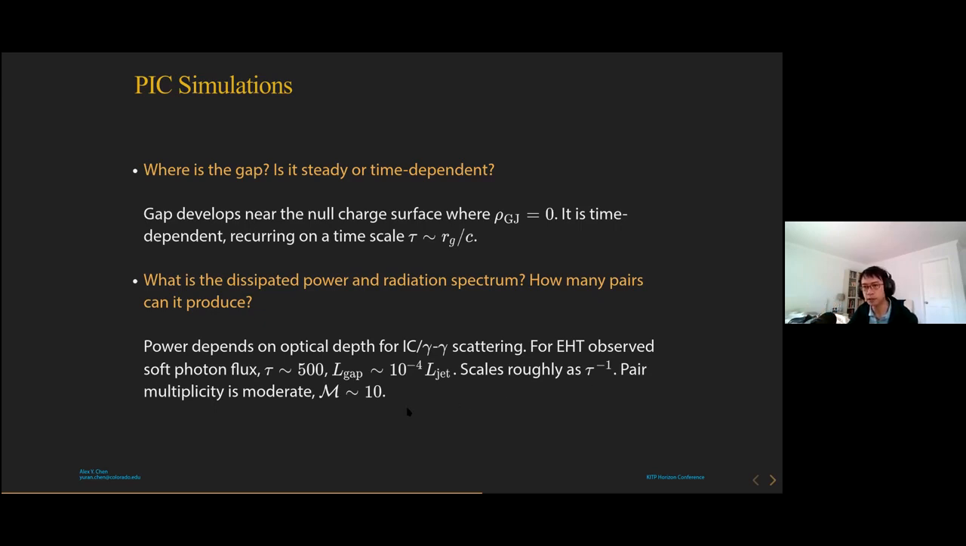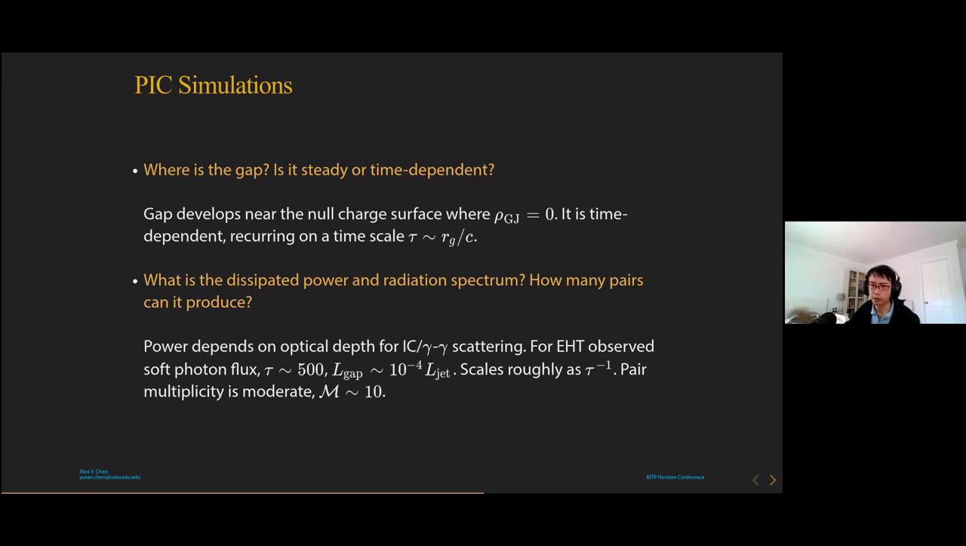The pair multiplicity, like I said, is pretty moderate. You cannot create a huge amount of plasma in this process. It will just create enough to screen everything, about 10 times more, but that's about it. That amount of plasma will not be able to produce any significant radio emission.